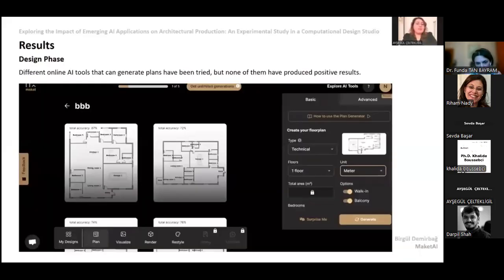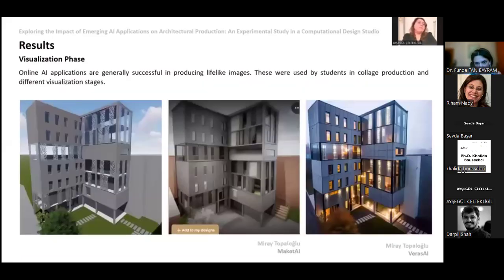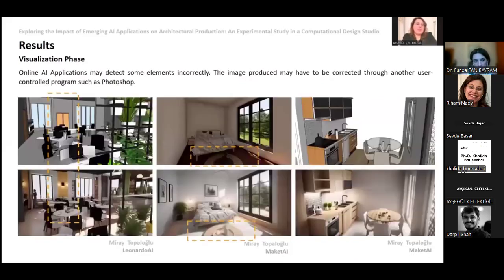Different online AI tools that can generate plans have been tried, but none of them have produced positive results. Online AI applications are generally successful in producing lifelike images. These were used by students in collage production and different visualization stages.